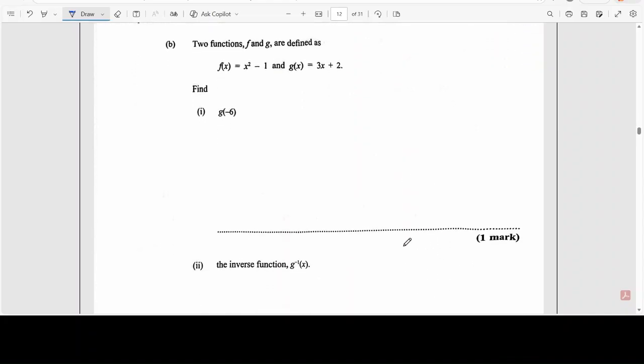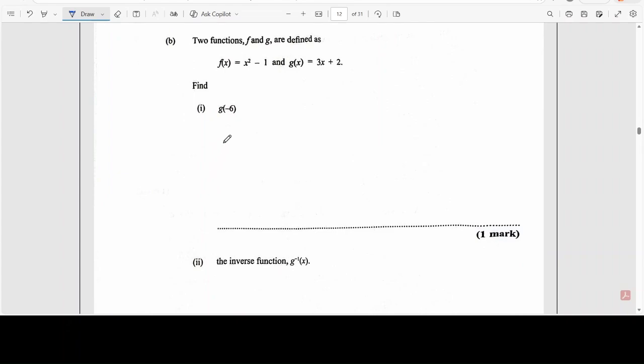Function part of the question now. We have two functions, f and g, defined as f of x is x squared minus 1, g of x is 3x plus 2, find g of -6. So g of -6, that means we're going to plug in -6 wherever we see x in the g function, right? So that is 3, open bracket, -6, plus 2. Then -18 plus 2, so how much is that? -16.